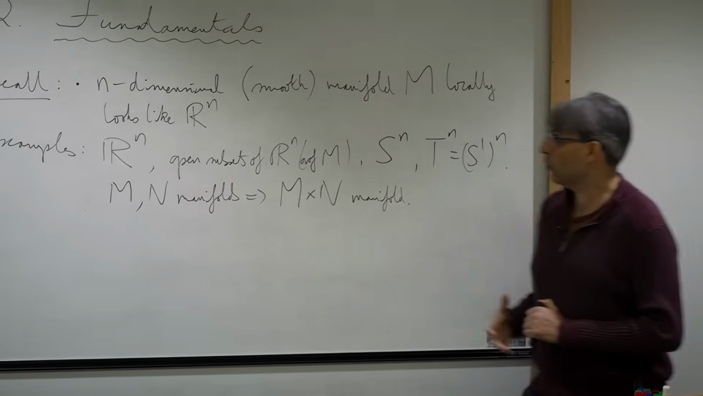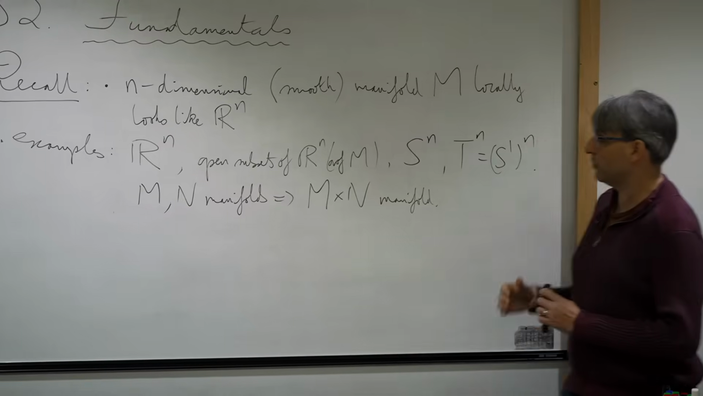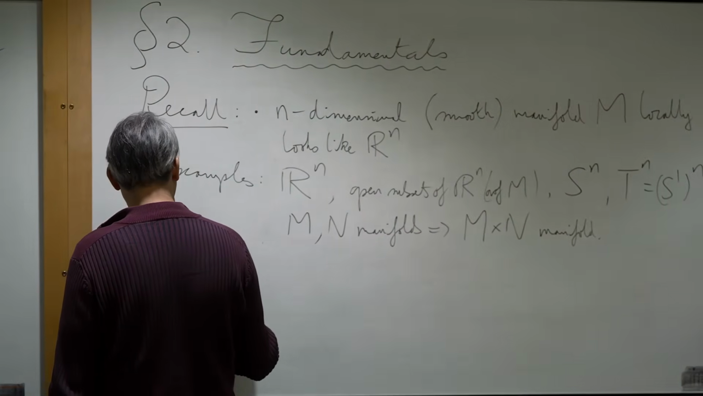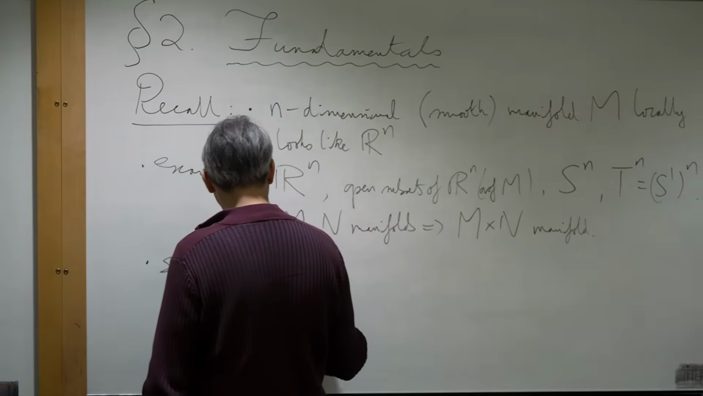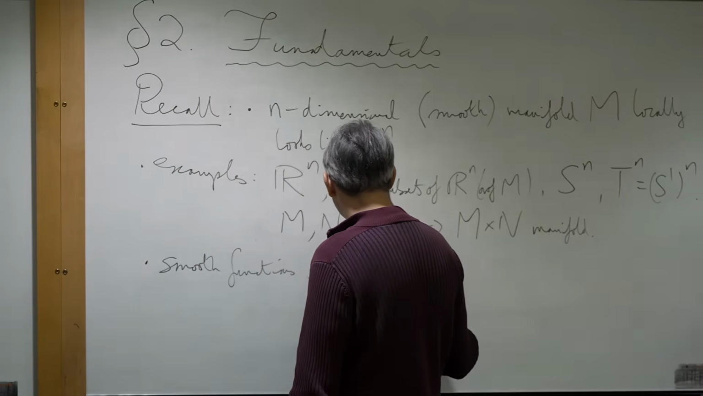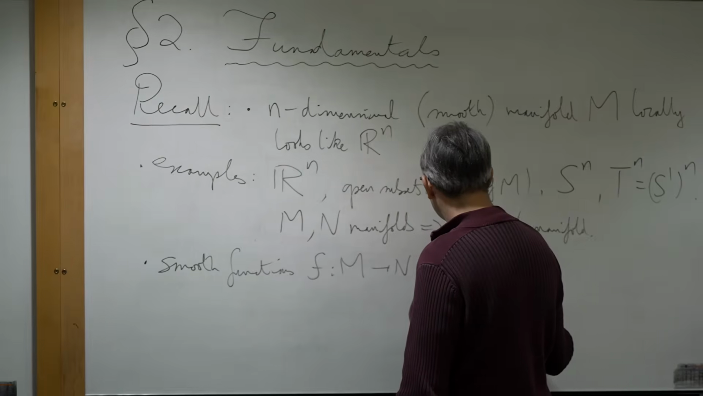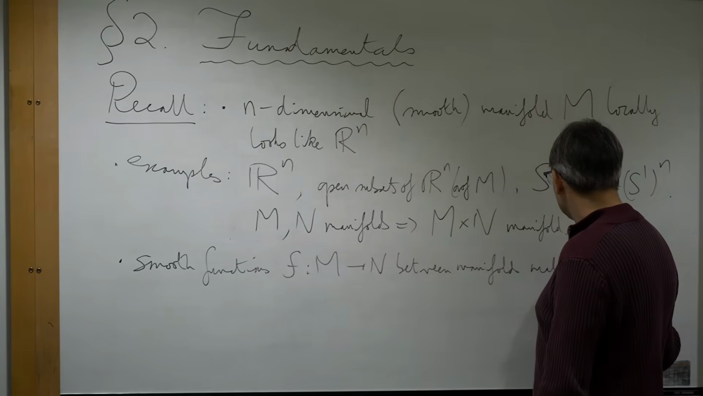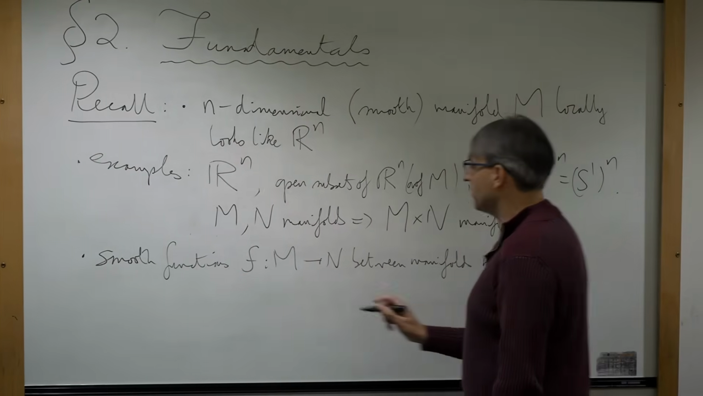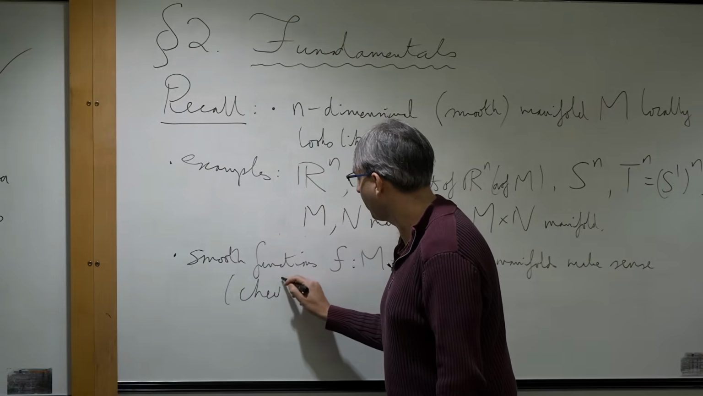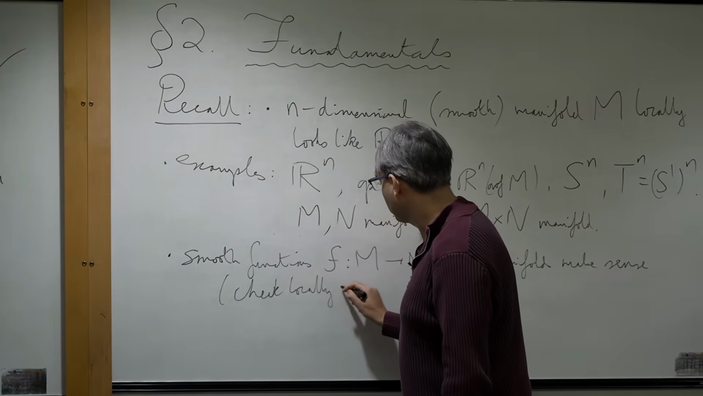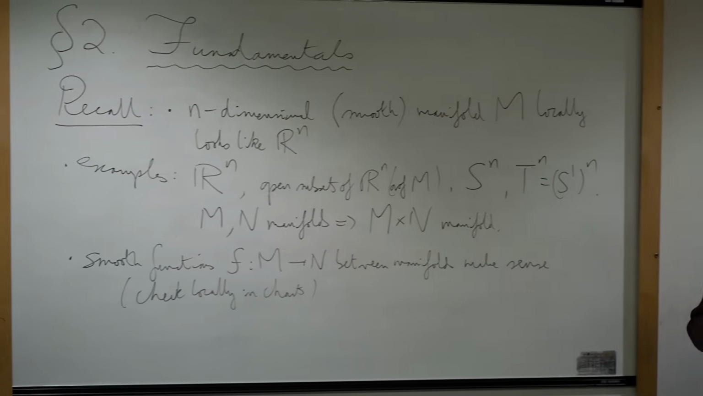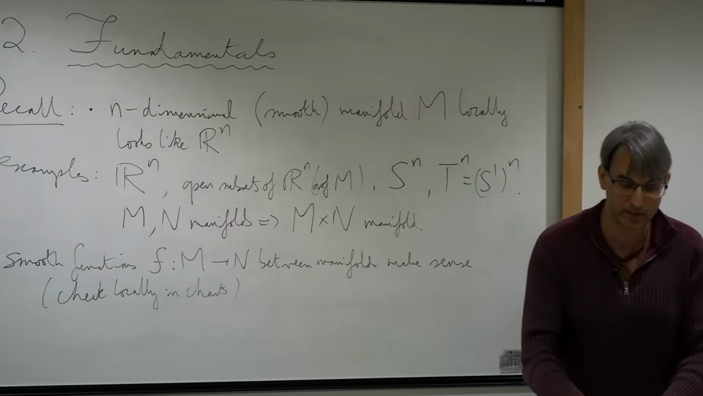And what is the point of manifolds? The definition's a bit weird if you've seen it, but the point is that smooth functions f from M to N between manifolds make sense. What you have to do is check locally in charts. Charts are where it locally looks like R^n, some Euclidean space, and we know how to differentiate things in Euclidean space, so we just check.